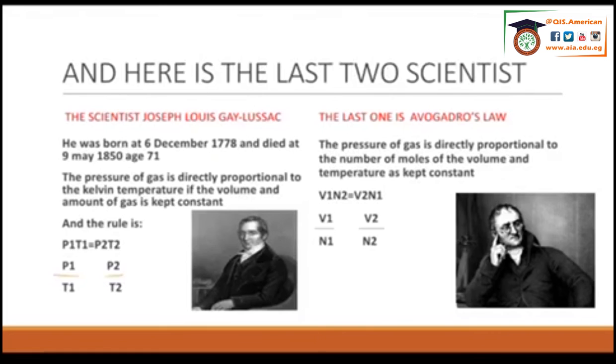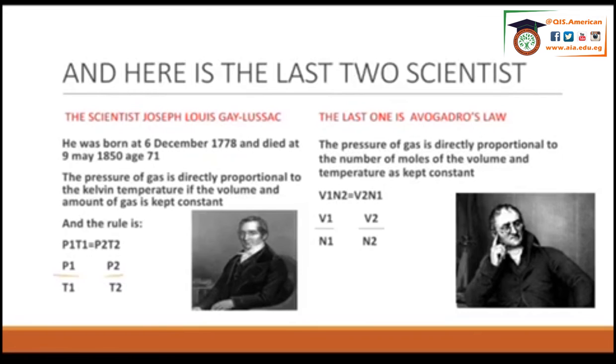The last one is Avogadro's law. The volume of a gas is directly proportional to the number of moles if the pressure and temperature are kept constant. The rule says V1 N2 equals V2 N1, which means V1 over N1 equals V2 over N2. Those are the scientists that did work on the gas laws. Now we are going to move on to what happened after the scientists found those rules.